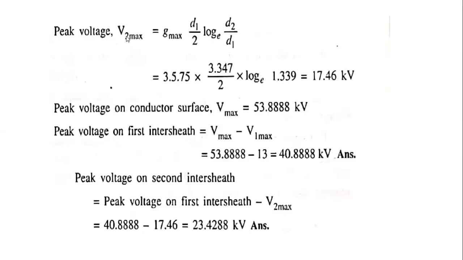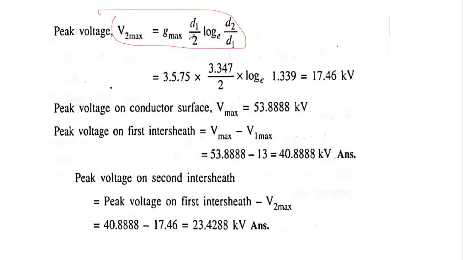Next, we calculate the peak voltage, that is V2 max. What is the formula for V2 max? V2 max is equal to G max D1 by 2 log E D2 by D1.